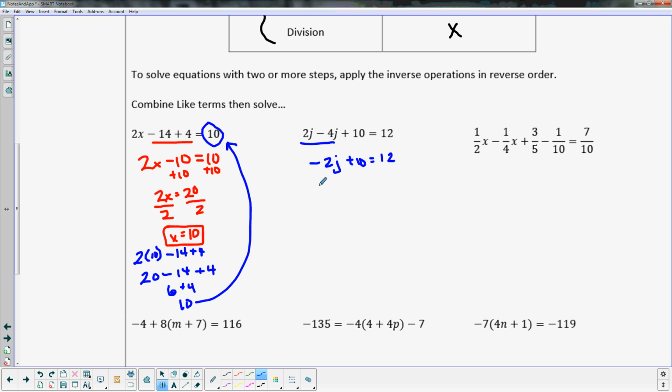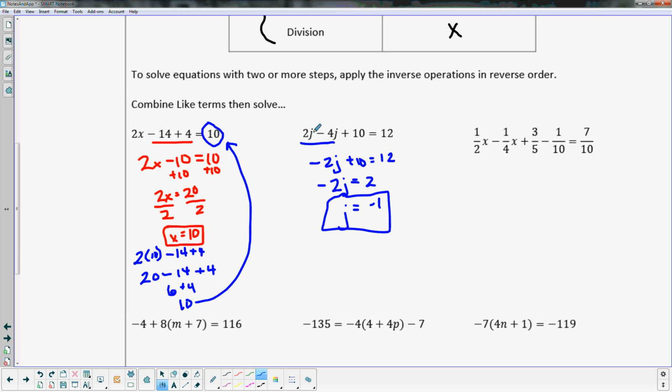And when I subtract 10 on both sides, I get negative 2j equals 2. And then when I divide by negative 2 on both sides, I'll get j equals negative 1. And again, you could go back and check it, and you could even do what I was kind of trying to do the first time and just spot check it.